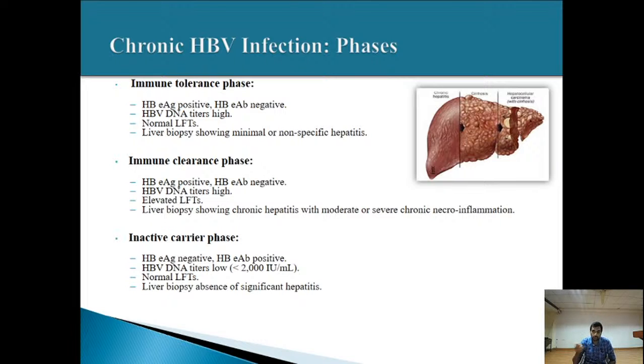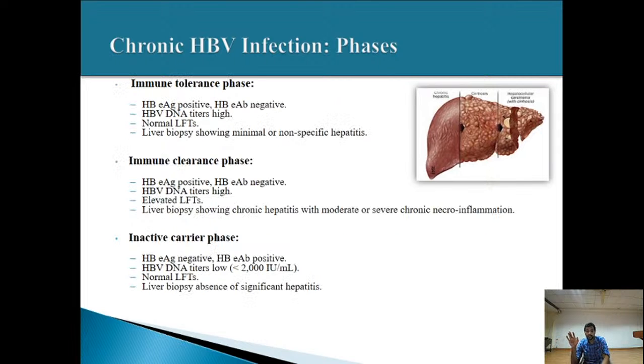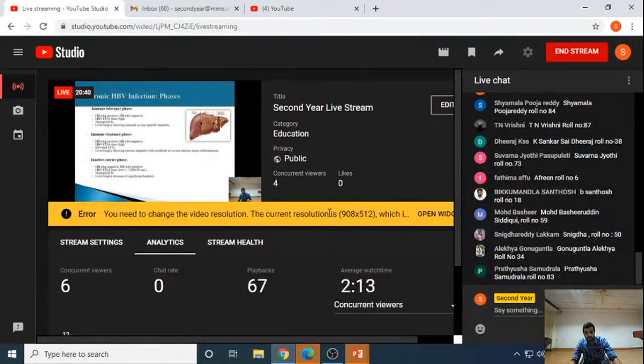But what happens once you go into the chronic phase? Which phase will you enter? So the different phases for chronic hepatitis B: one is the immune tolerance phase, immune clearance phase, inactive carrier phase, reactivation phase, and resolved hepatitis. These are the 5 phases. It doesn't mean that each person should go through all of these phases. It depends upon what age you are infected and the immune status of the patient also. First we will understand what each of these phases mean, and then we will see which patient goes into which phase.